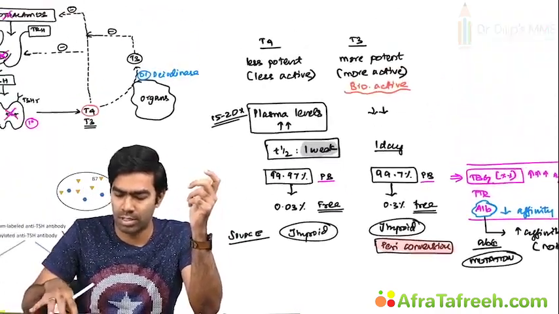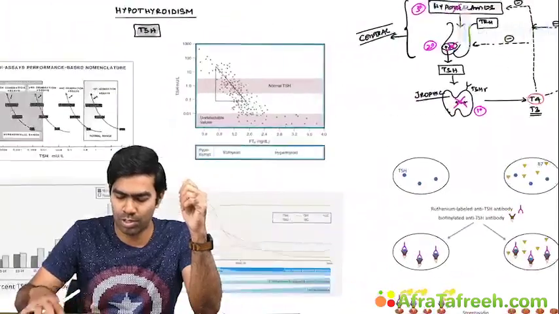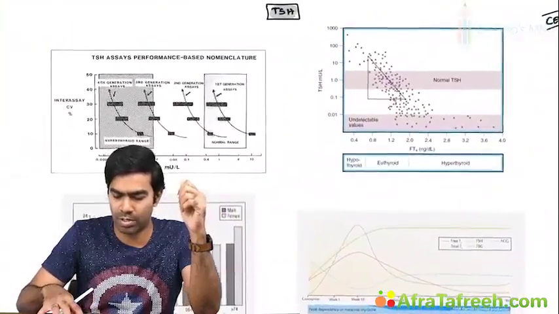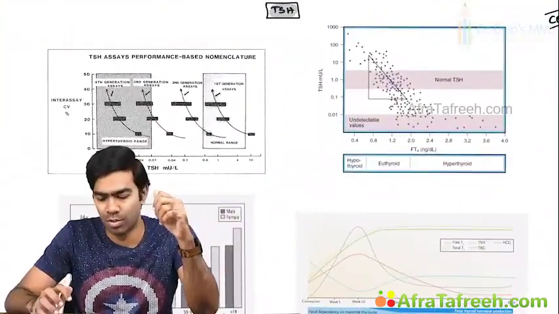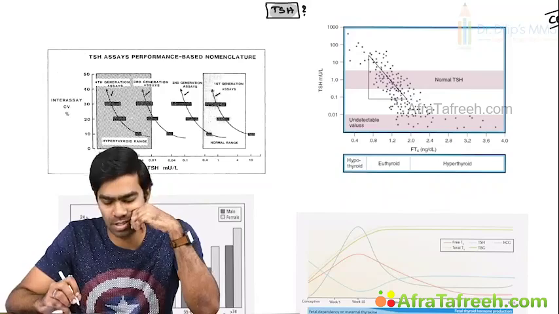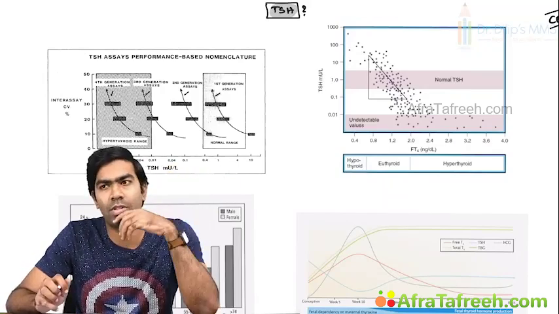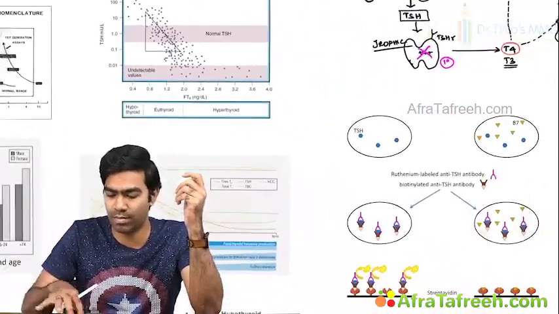Clear? So these are some of the differences between T4 and T3. We have to know this, and only then can we move on to the actual topic, that is TSH. So my question is, why TSH? Why are we using TSH in the first place? But before that, we need to answer the question: what are the types of hypothyroidism we have?